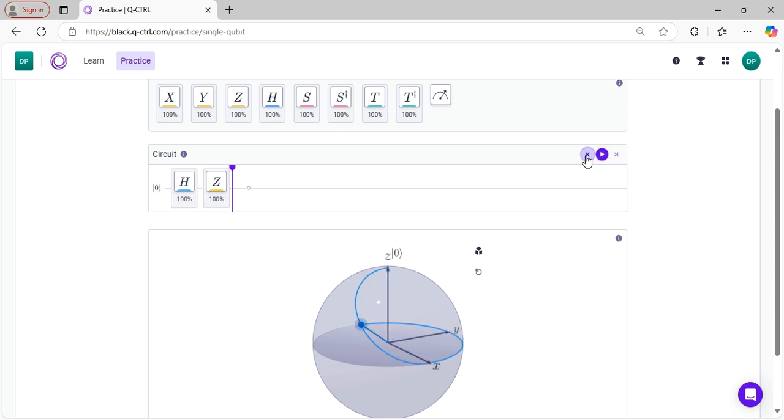All right, so let's go back, put it in superposition right here. That means it's both a 0 and a 1 when it's in this position. And then we're gonna play the Z gate, and that's gonna go counterclockwise, halfway around the sphere, to the opposite side of where it was when it was in superposition.